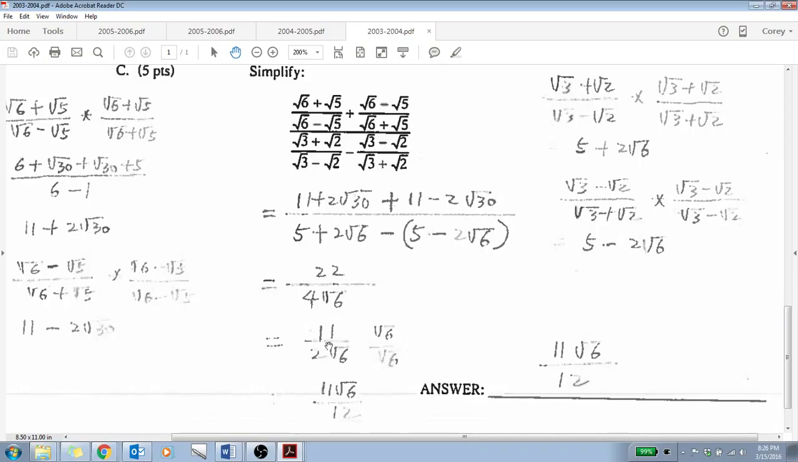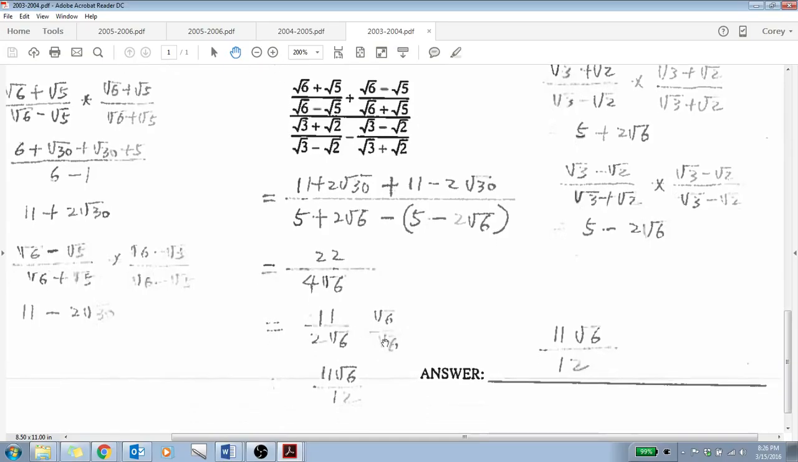Kind of hard to see once again. But then I can rationalize by multiplying the top and bottom by square root of 6 over square root of 6. I'm left with 11 square root of 6 over 12. And that is my final answer.